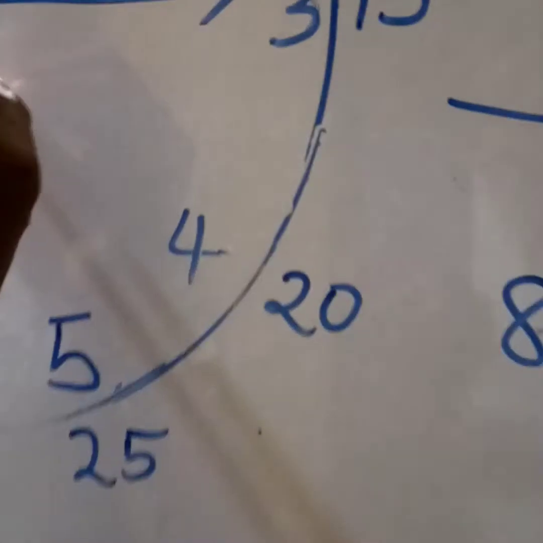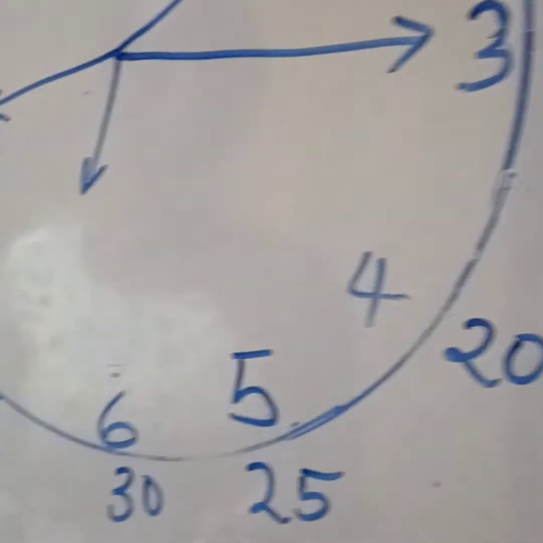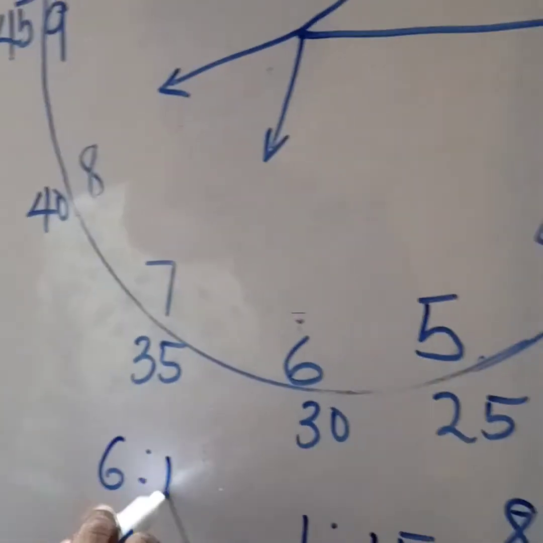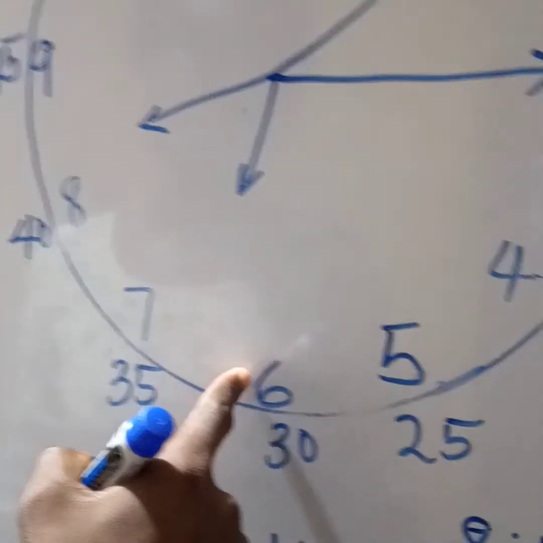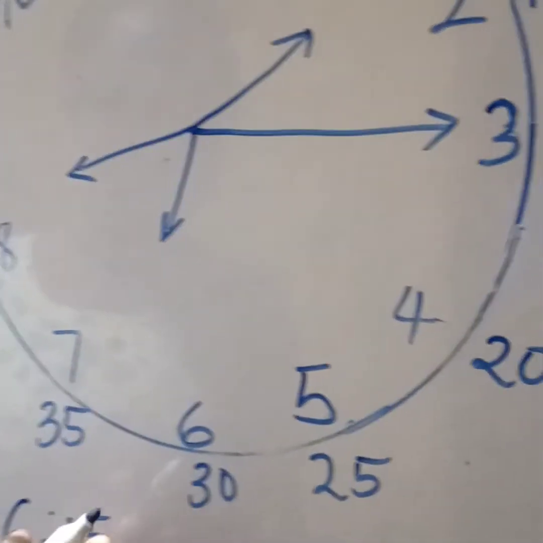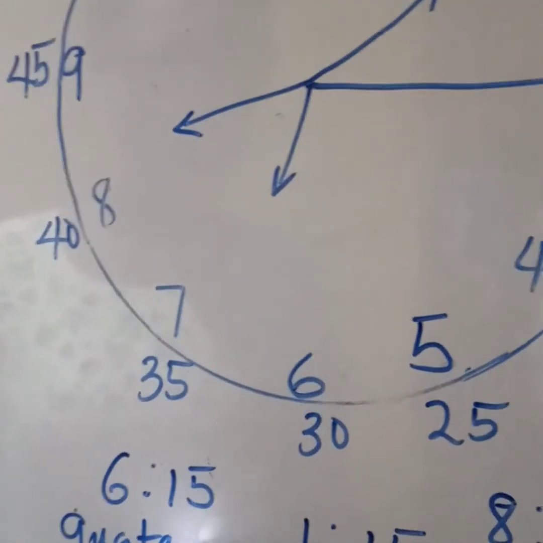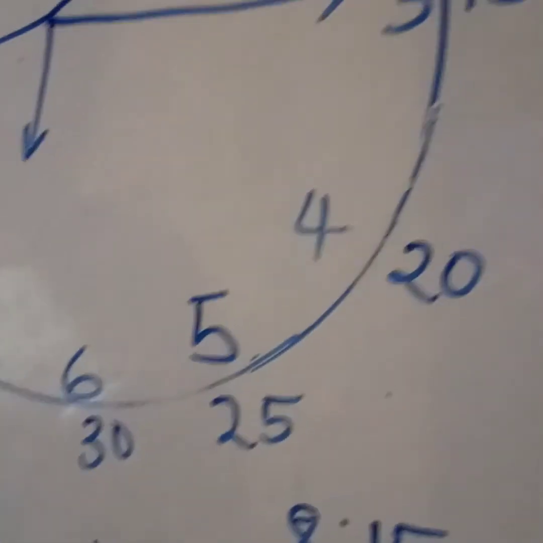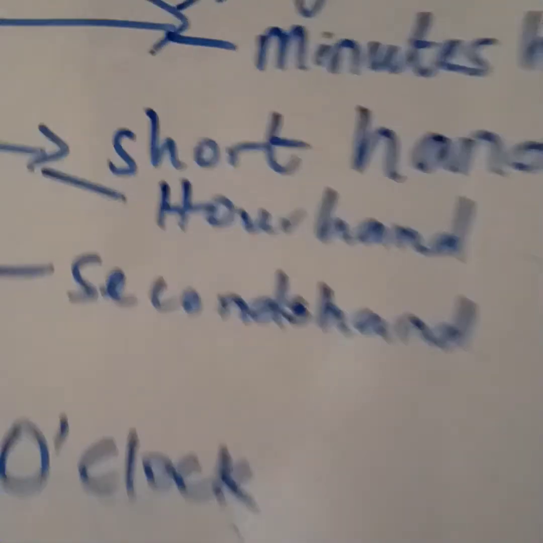The other one is if the short hand is now in between 6 and 7. What will be my time? The time will be what? 6:15. You know why it is 6? You will not say 7. So it's going to be 6. And of course, I've shown you 15. That is talking about digital clock, or you say quarter past 6. Okay.